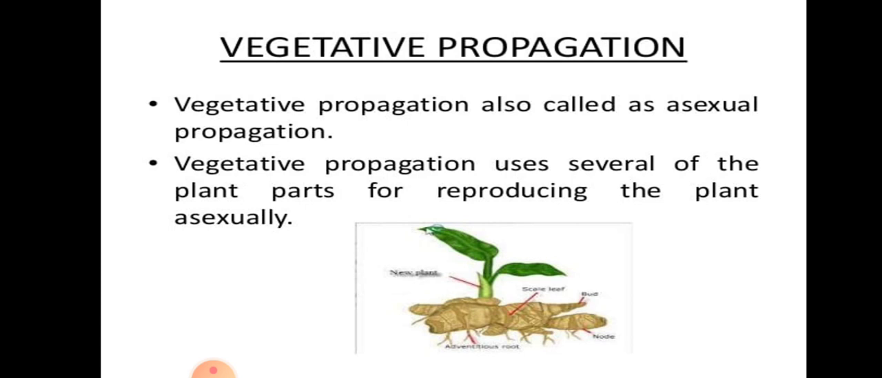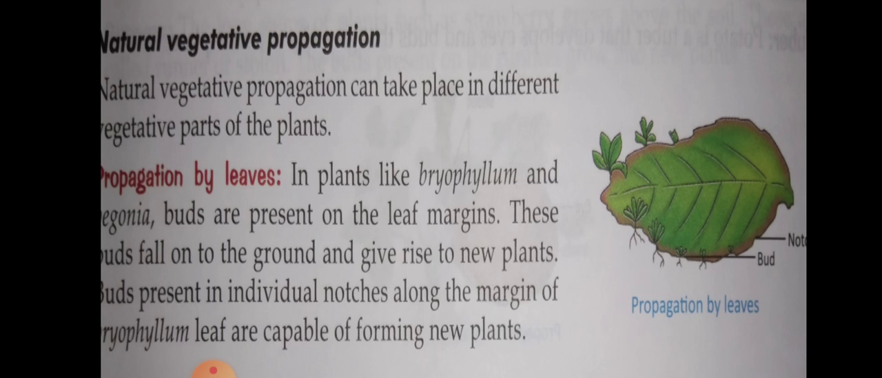Then we saw vegetative propagation. As it is asexual reproduction, here only vegetative parts of a plant give rise to a new plant. Reproductive parts of a plant are not involved in this method. For example, potato, rose, bryophyllum. In bryophyllum you can see natural vegetative propagation taking place. At the leaf margin you can see buds forming. These buds fall on the ground and give rise to new plants. The buds present in the individual notches along the margin of the bryophyllum leaf are capable of forming new plants.